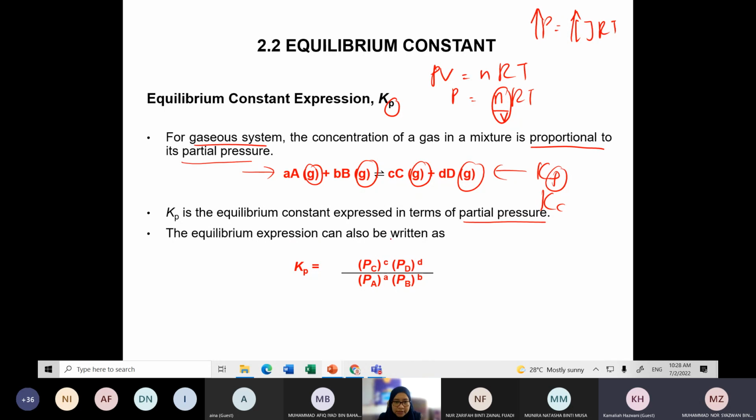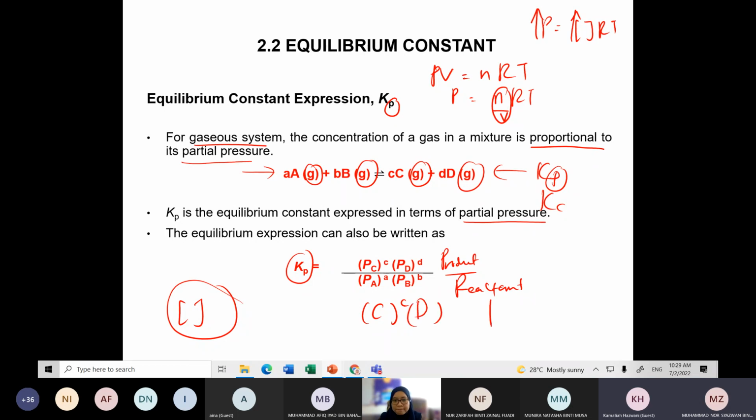The equilibrium expression can also be written like this. You use KP instead of KC, and the square brackets for concentration will not be used. Instead, we use P. It is the same, product over reactant. It's just that you are no longer using the square bracket, but you have to use P. Don't write C like this. You have to have P.